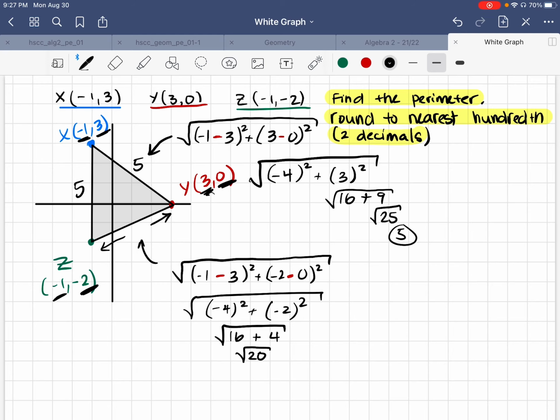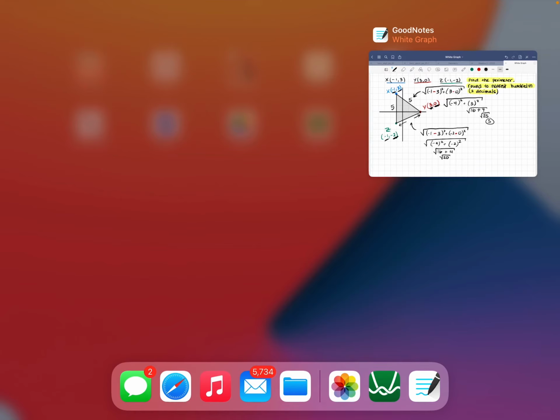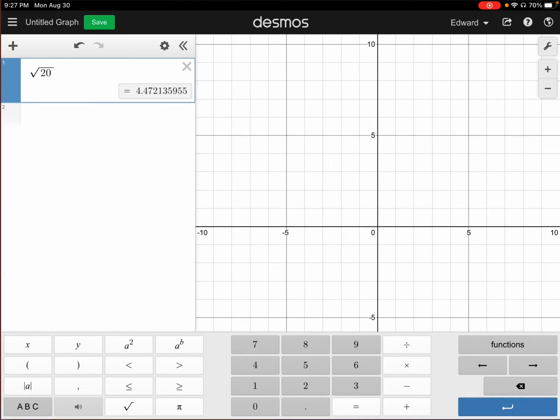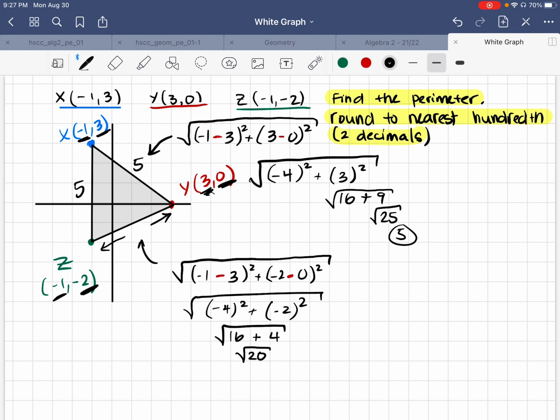Unfortunately, I don't know what that is, so what I do is I pop on over to Desmos. So I click on the Desmos screen, and I type in square root, bottom key right there, square root 20. And it gives me 4.47 rounded. So we're going to write that this is approximately 4.47. We now know our third and last side, which is 4.47.